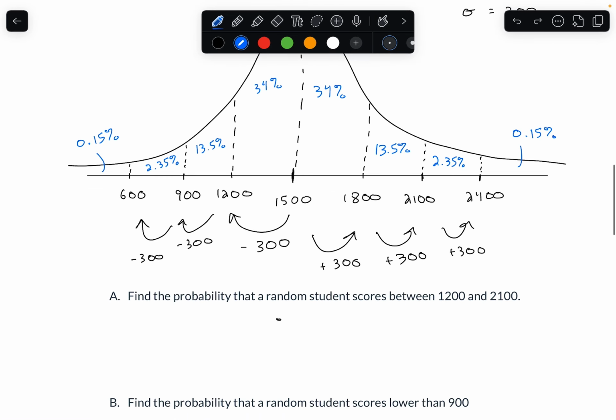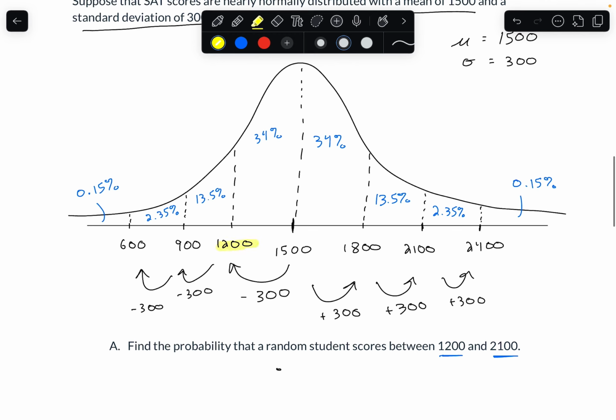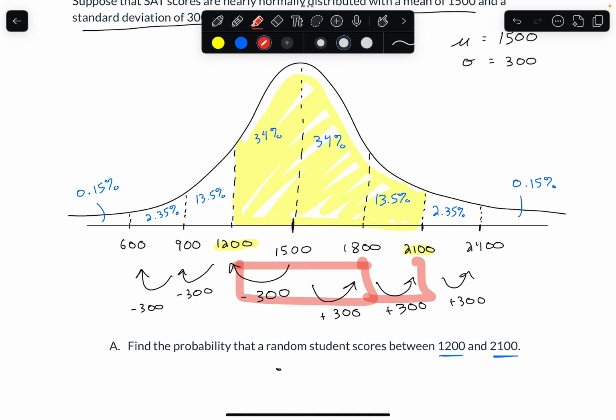In this case, it says, find the probability that a random student scores between 1,200 and 2,100. So we're looking between 1,200 and 2,100. So here's 1,200. Here's 2,100. I am looking at this portion of my normal distribution. Now, the percentages that we calculated in the last video are particularly handy because this isn't just within one standard deviation or two standard deviations or three standard deviations. In this case, I actually have this part right here within one standard deviation, and then I've got this little extra bit right here.